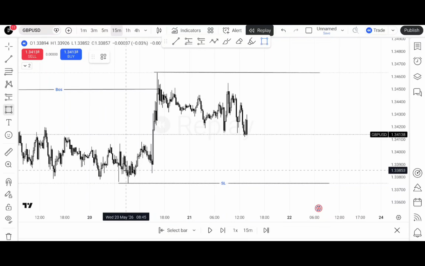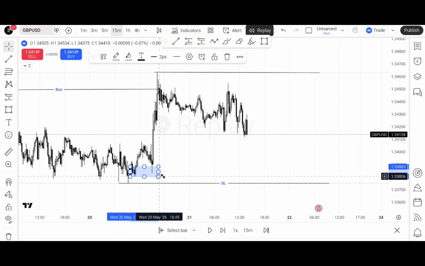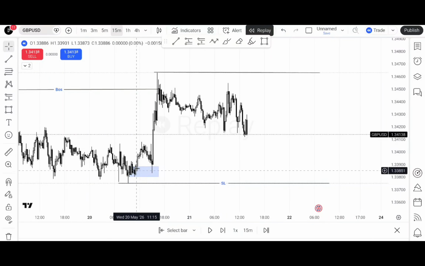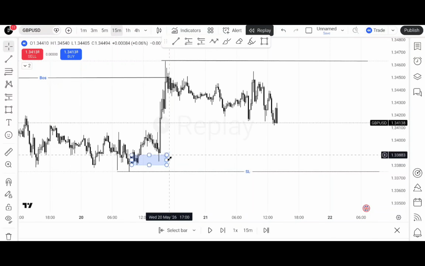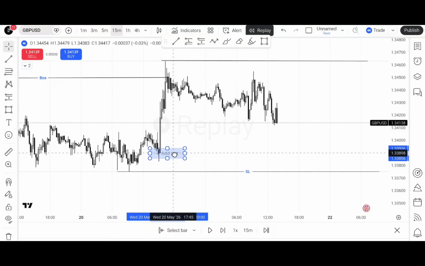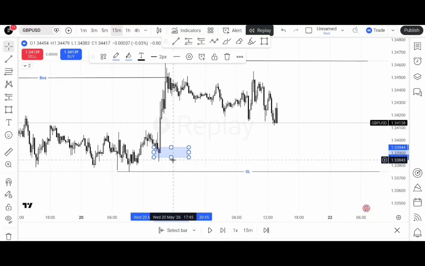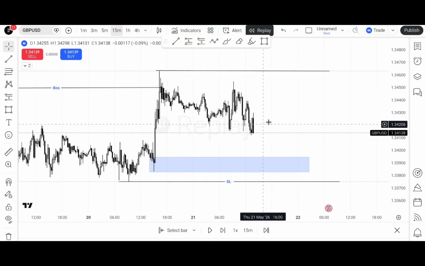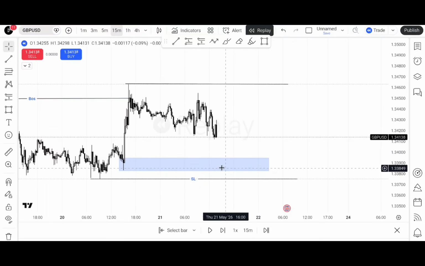So we can see this order block here, but one thing about this order block is that it has already been mitigated by this one. So the only available and virgin order block we have is this one here. So we want to mark it out and allow the market to tap into this order block.